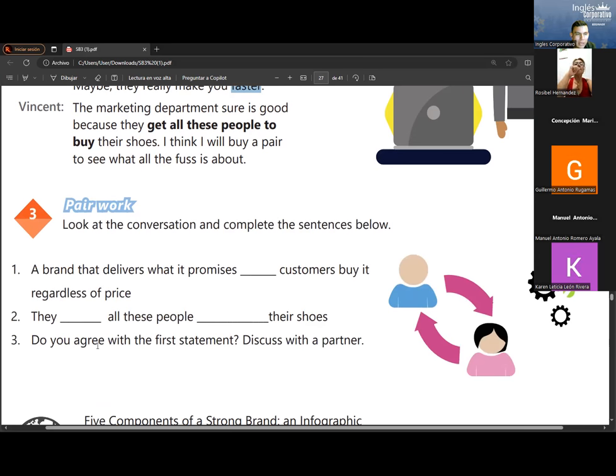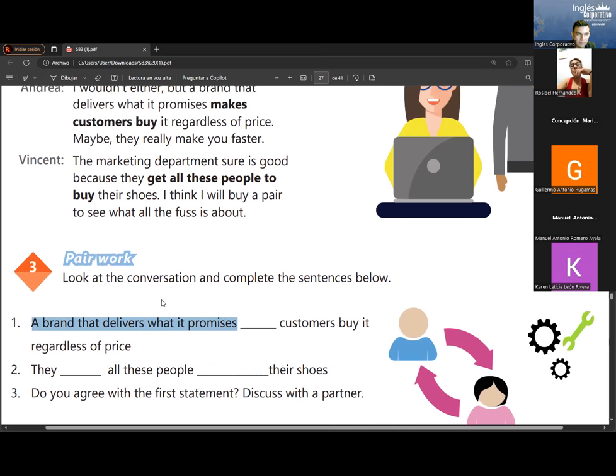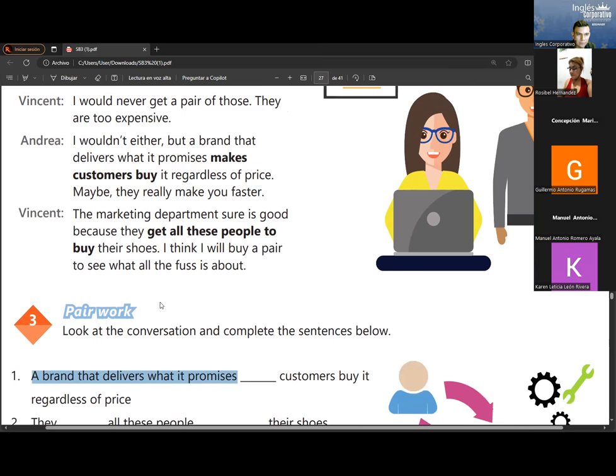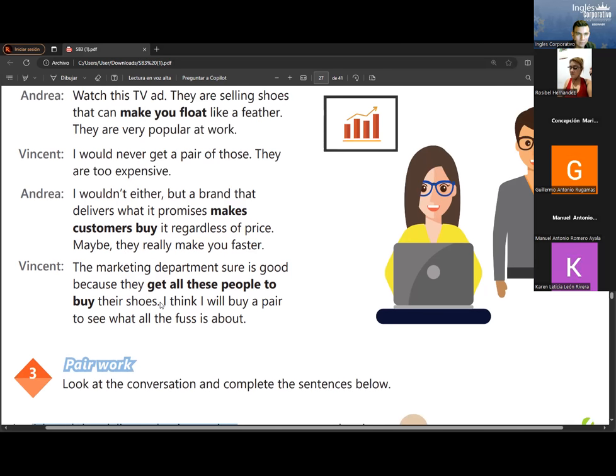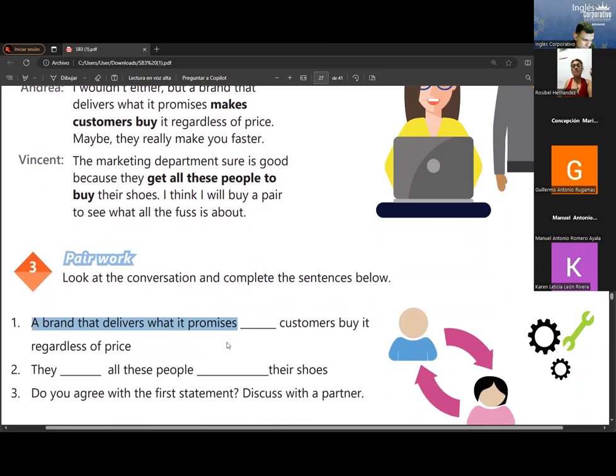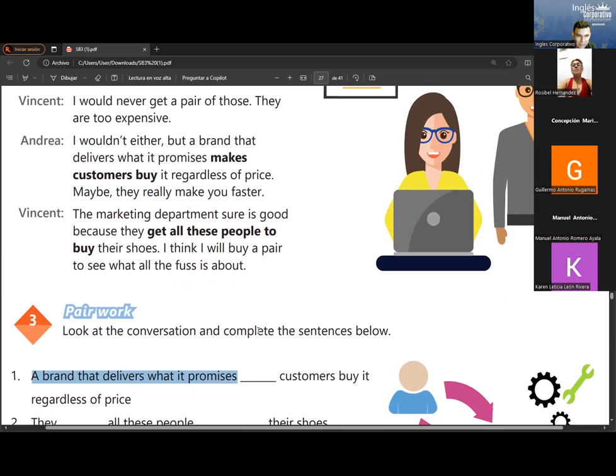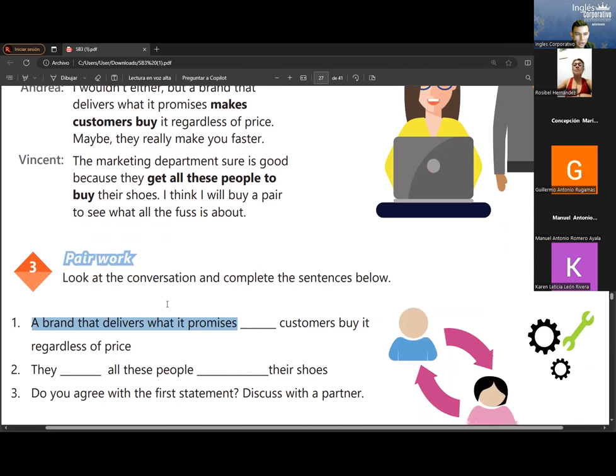Okay. Look at the conversation and complete the sentence below. A brand that delivers what it promises. What is the complement here? Makes customer buy it. Okay, makes, hace que, hace, hacer, makes, good.